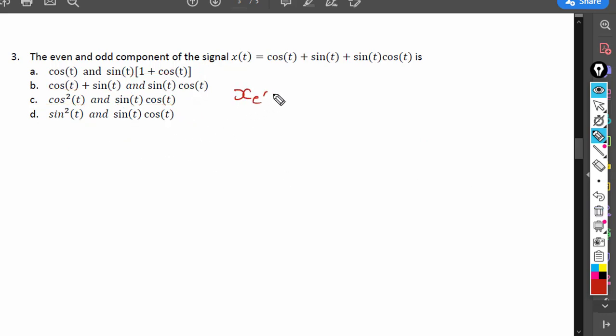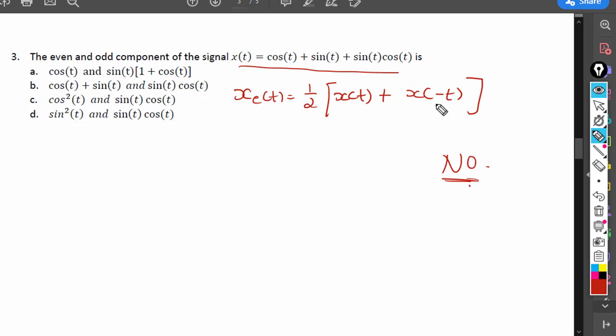X even of t is equal to 1 by 2 times x of t. But what is x of t? X of t is given here, plus x of minus t. Do we know x of minus t? No, we don't know x of minus t, but we can get x of minus t using this equation. In the x of t equation, wherever t is there, you replace it by minus t. So anyhow we have x of t, we'll get x of minus t.